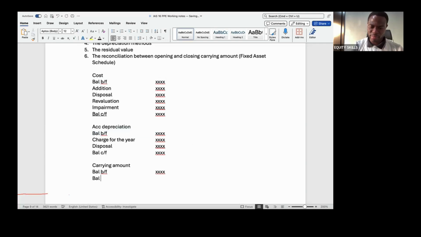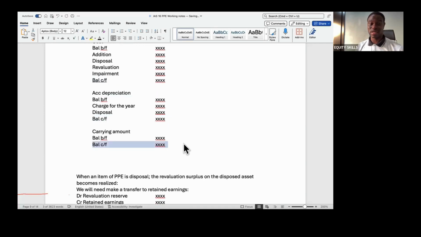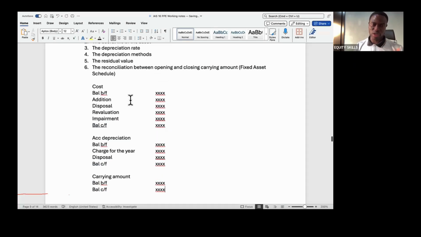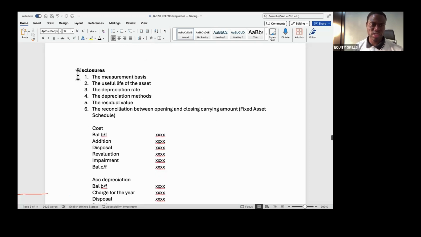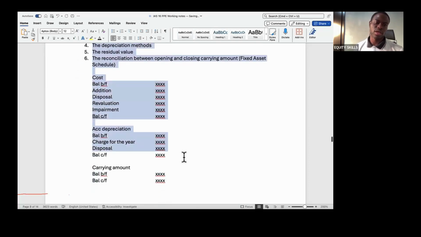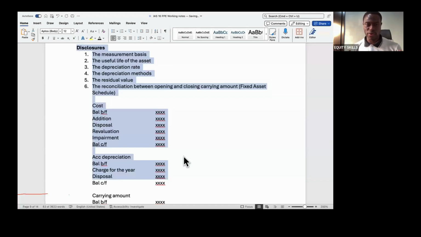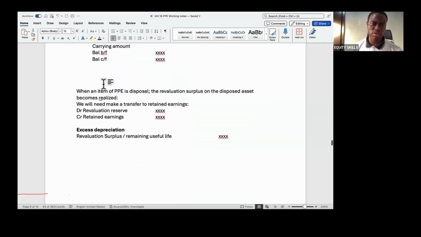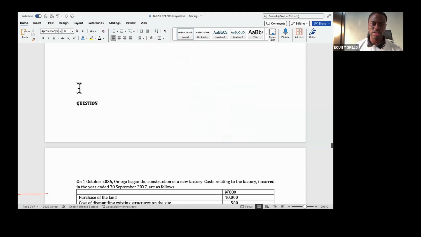Then you have balance carried forward, which is this costs minus the closing accumulated depreciation. And that's it. So you do a reconciliation that will show all of this. So this is your disclosure requirements. And this is it for all the principles on IAS 16. So let's start solving questions. I'm sure we're going to see some other things that need to be known.